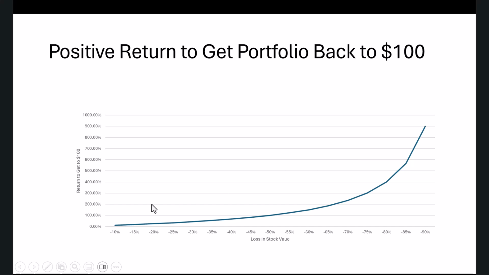And so I've got a little graph here where I've shown this, and you can see that as the stock price loses, the amount that your return has to go up, or the price that your stock has to go up to get back to even, goes up and up and up. So you can see that if the stock price falls by, for example, 90%, you have to have a 900% return to get back to even.